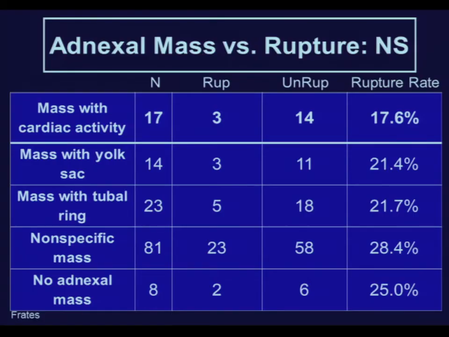When we looked at the adnexal mass appearance as compared to the rate of tubal rupture in these patients, it turns out that it didn't matter whether there was cardiac activity, a yolk sac, a tubal ring, an unspecified mass, or no mass at all. There was no statistically significant difference in the rate of rupture with any of these types of findings.